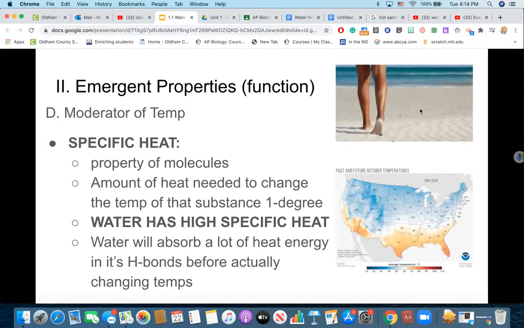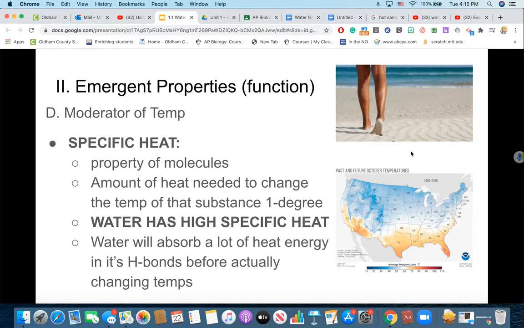Let's go with this top picture first. I'm sure if you've been to the beach, you know that there is a very big temperature difference between the temperature of the sand and the temperature of the actual ocean. So think in your head, which one is hotter? They've both been sitting there the same amount of time, exposed to the same amount of heat energy from the sun. But you start walking on that sand at noon, it is hot. It has had all day to absorb that heat.